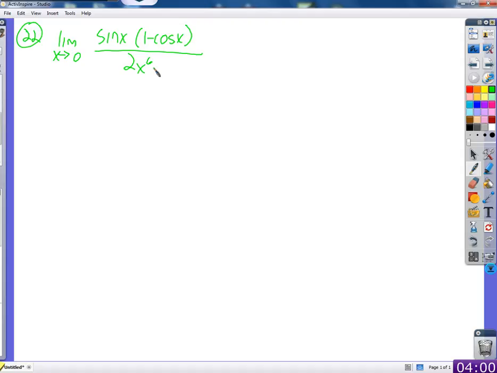One minus cosine of x is 0. Why? Oh, so the total thing is 0. Also, the sine of 0 is 0, and 0 to the 6 times 2 is also 0. So we get 0 over 0. What? So we might not have a vertical asymptote. We might have a hole, and a limit might exist. Okay?